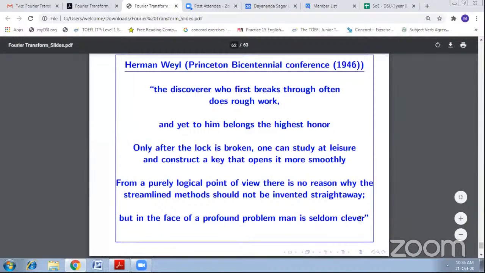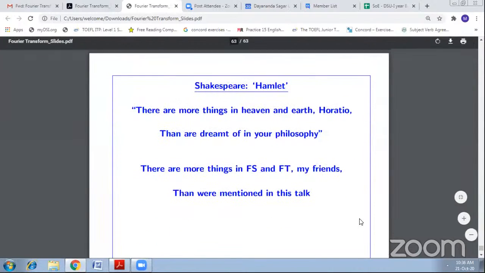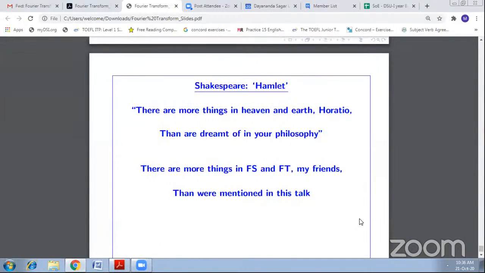Yes, next slide, please. And finally, I will quote Shakespeare's Hamlet. There are more things in heaven and earth, Horatio, than are dreamt of in your philosophy. I will conclude by saying there are more things in Fourier series and Fourier transform, my friends, than were mentioned in this talk. So I apologize for all those things not mentioned and apologize for all those things which are mentioned so poorly. Thank you very much for your patient listening.